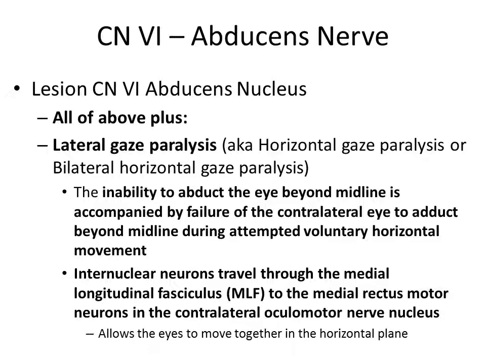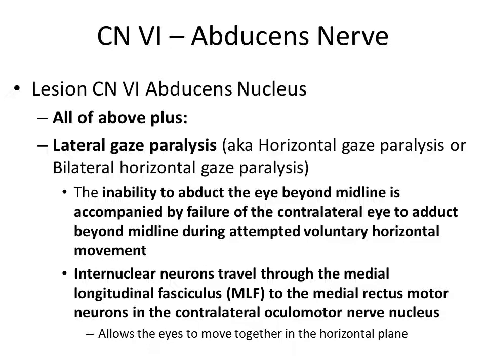But if I damage the nucleus, then the left eye doesn't go past midline either. Now the left eye is controlled, adduction is controlled by cranial nerve 3, and that's way up in the midbrain. I'm way down in the bottom of the pons, so this isn't making sense. Well, there's a nerve that connects cranial nerve 6 to cranial nerve 3.